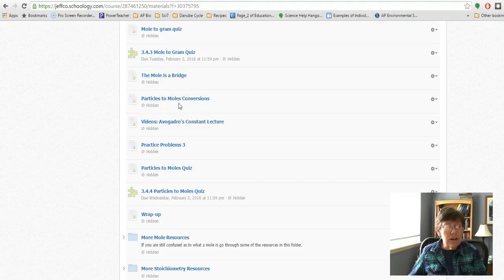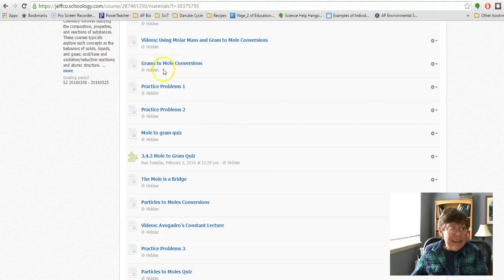Then you're going to learn how to convert moles to the number of particles. And that is where a constant called Avogadro's number will come in. You do need to learn that number, and it is a scientific notation number. So this is where you need to start using scientific notation, because your numbers are going to be really, really large. Again, some practice problems and a key there, and then you have a quiz on particles to moles, converting the number of particles or the number of moles to the other one.